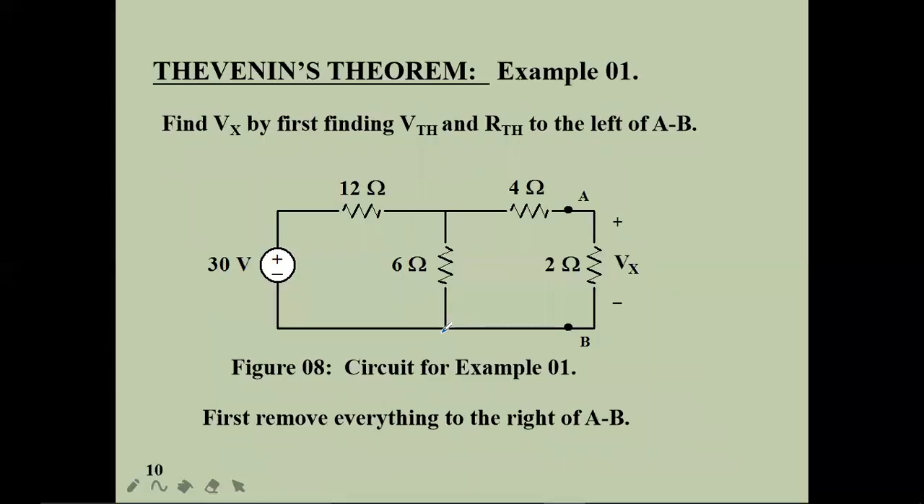So I'm using one example for a clear understanding of Thevenin's theorem. Please observe this carefully. Here, find Vx by first finding Vth and Rth to the left of the A and B terminals. In the question itself, I have given what to find.